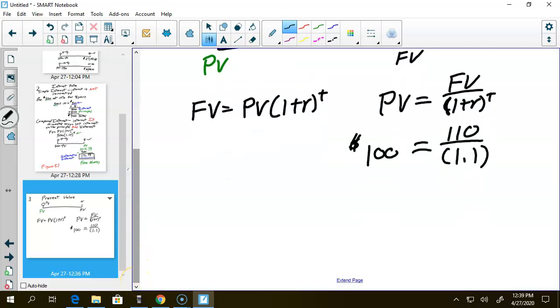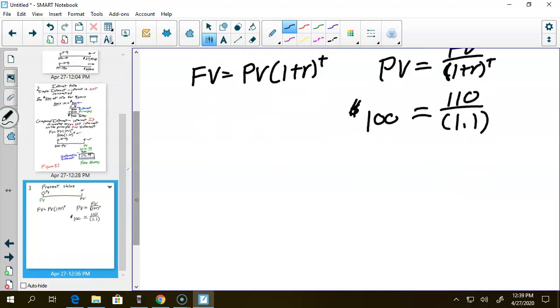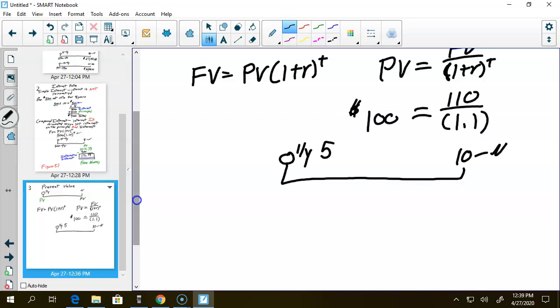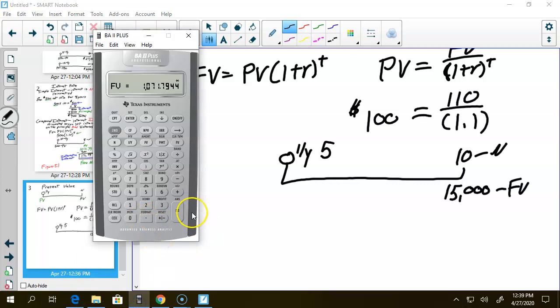So let's jump into that. We'll do some examples here, and so let's just say we have our timeline. We have our interest rate, say, 5%. We have 10 years. And let's say we need $15,000. That's our future value. You could use this as an example of when you want to buy a house. How much do I have to invest today to be able to buy that house 10 years from now, to have a deposit for the house?